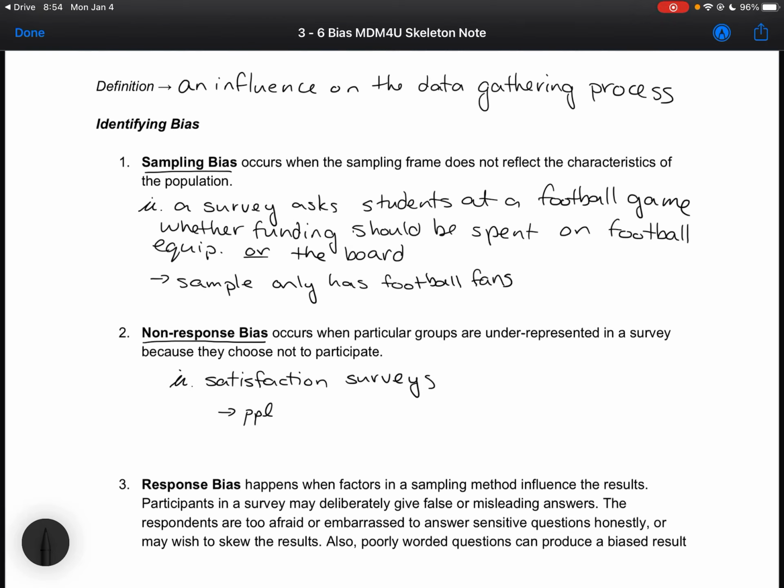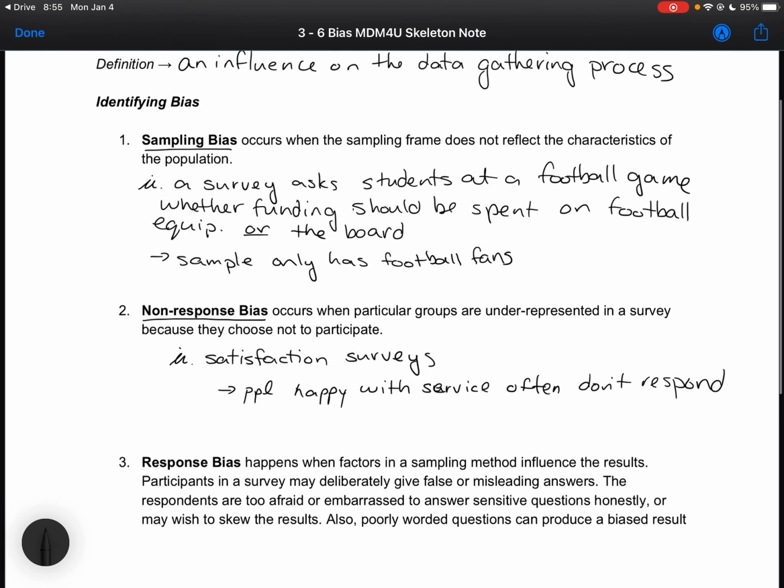And the problem is that people who are happy with the service often don't respond. Amazon is another one. Sometimes if you read the comments or the reviews, they are very, very negative because the people that choose to respond are people that are unhappy with the product.